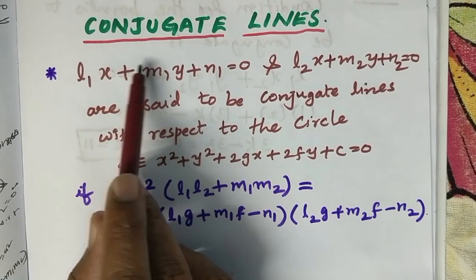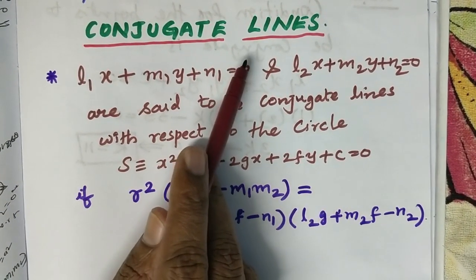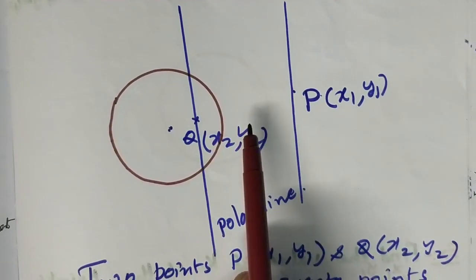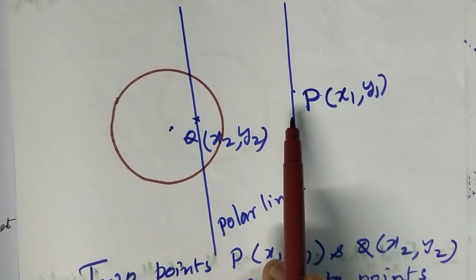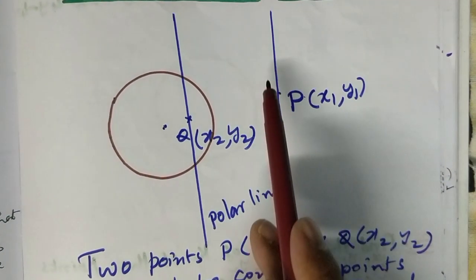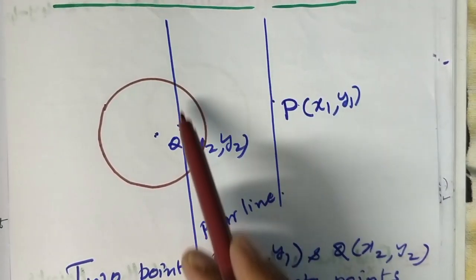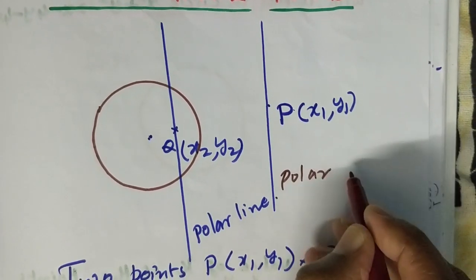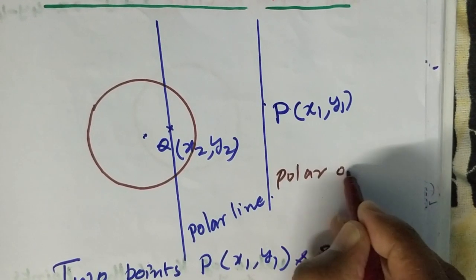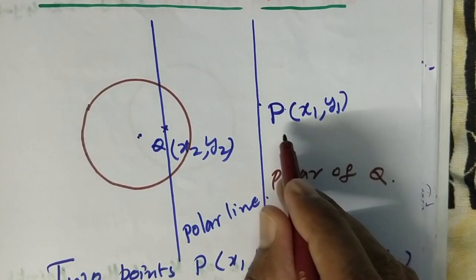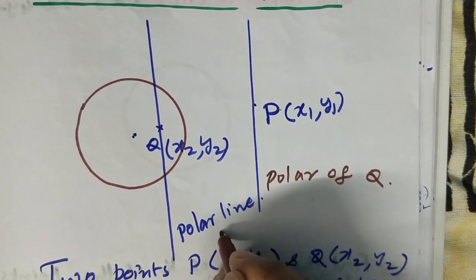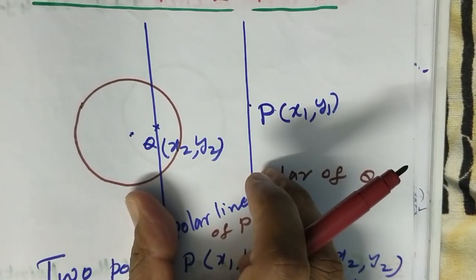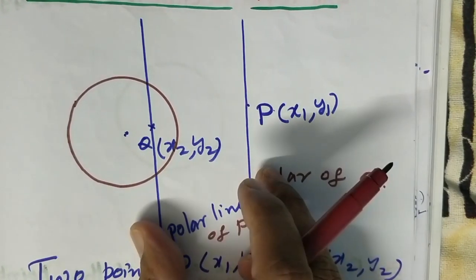What are conjugate lines? Here you see that P, Q are the conjugate points. Okay, these are the polars, the polar lines. This is the polar of Q. This line is the polar of P. Then these two lines are called conjugate lines.